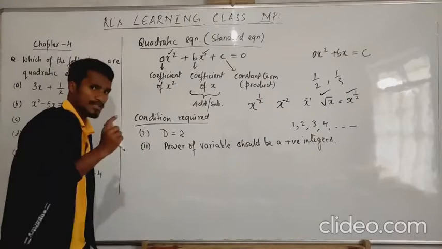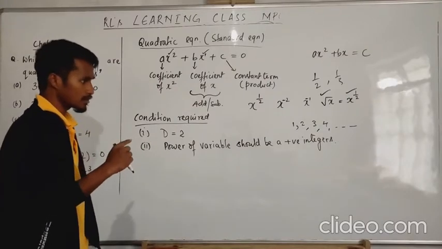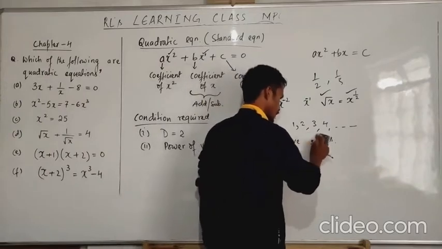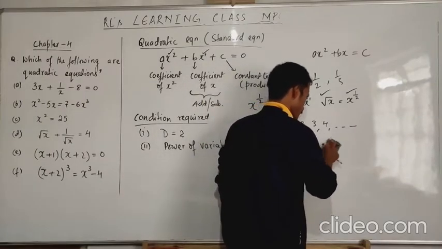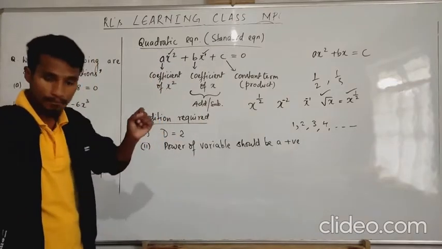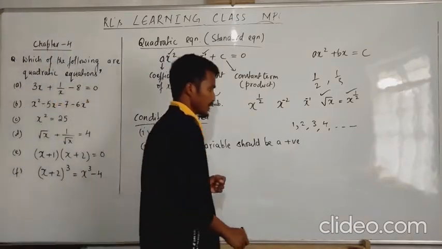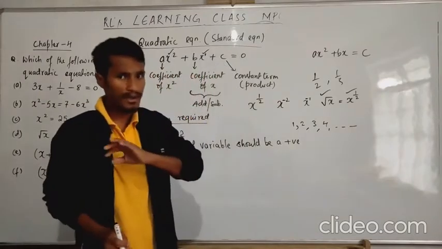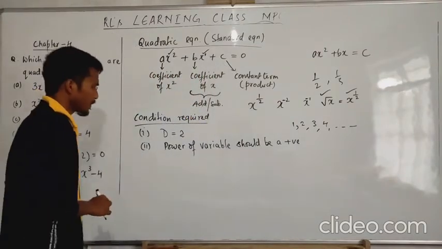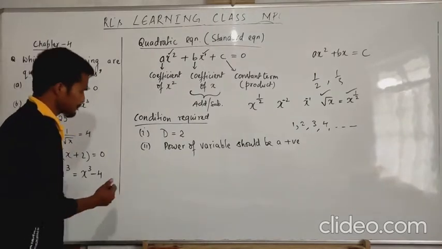The degree should always be 2, and the power of the variable should be positive. Meaning if we got a negative power, then that is not a polynomial, and not a quadratic. Okay, and one more.